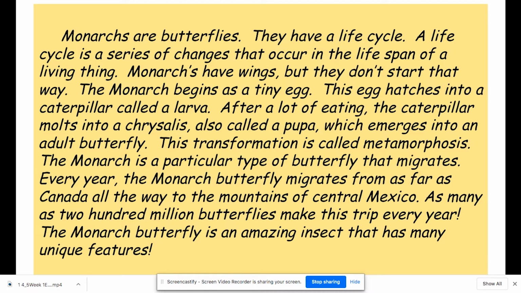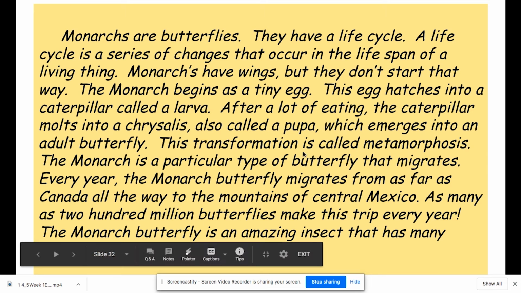The monarch is a particular type of butterfly that migrates. Every year, the monarch butterfly migrates from as far as Canada all the way to the mountains of central Mexico. As many as 200 million butterflies make this trip every year. The monarch butterfly is an amazing insect that has many unique features.